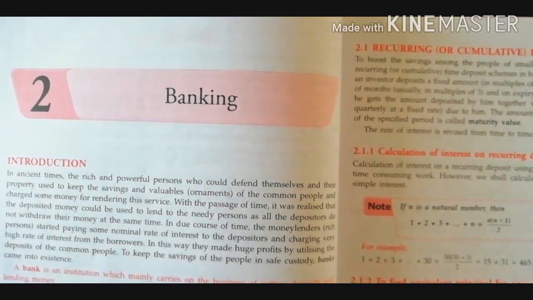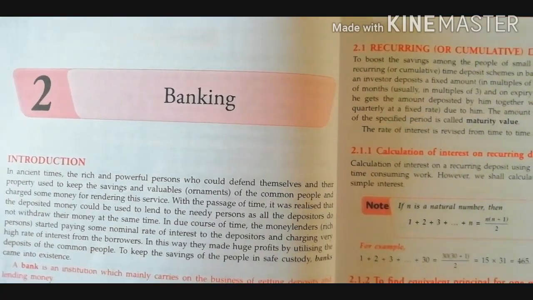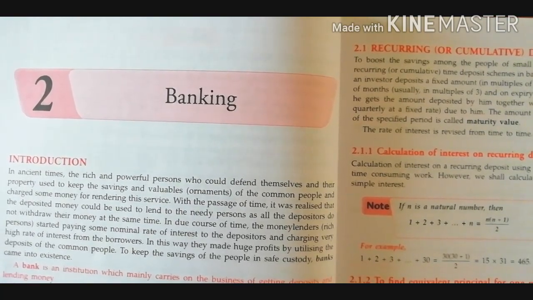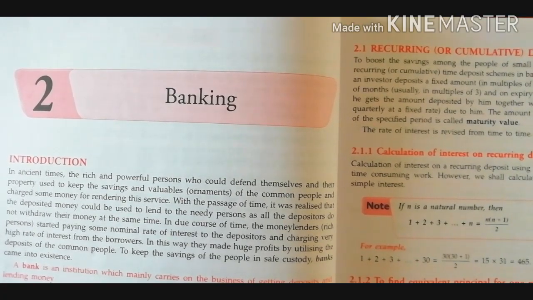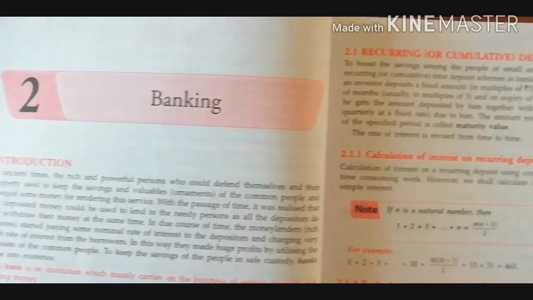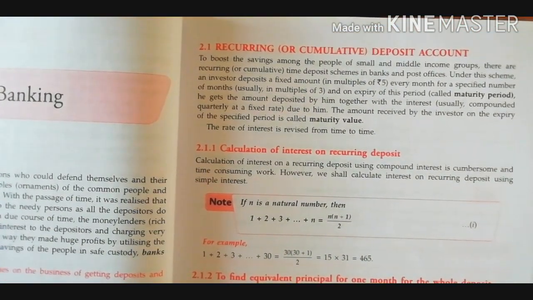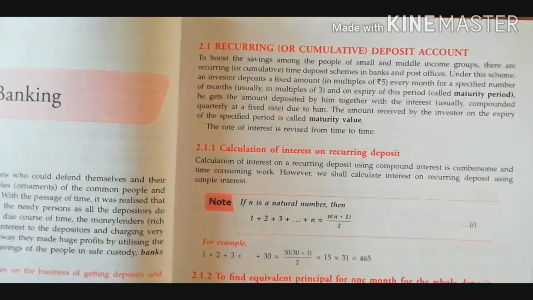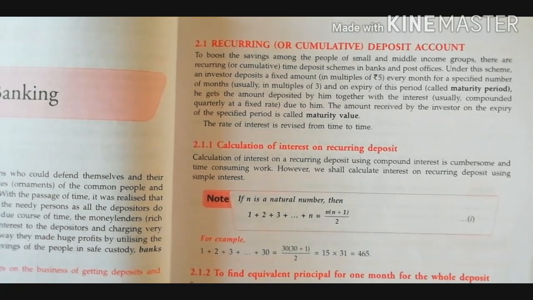So in this class, we will discuss our second chapter, that is banking. We are all familiar with different types of bank accounts, such as savings bank account, current bank account, fixed deposit account, and recurring or cumulative deposit accounts. But in this chapter, we will discuss only recurring or cumulative deposit accounts, and how to calculate interest on them.